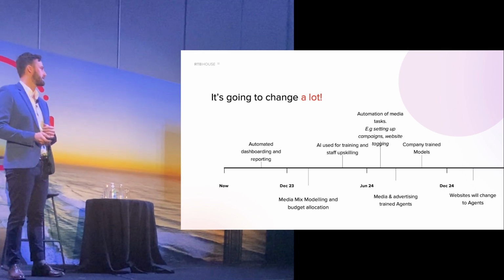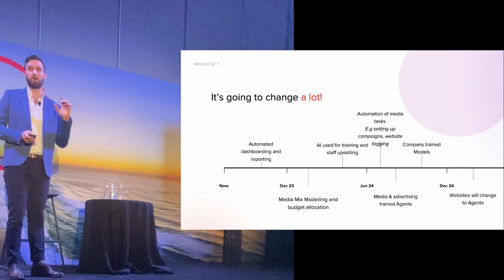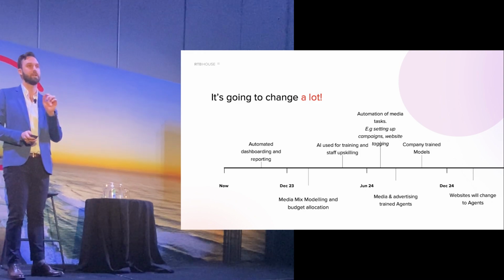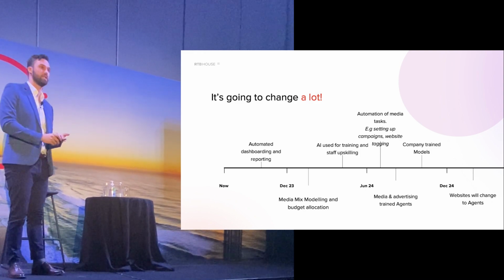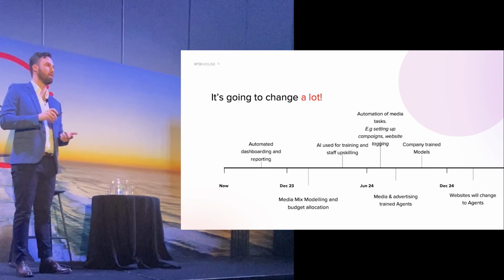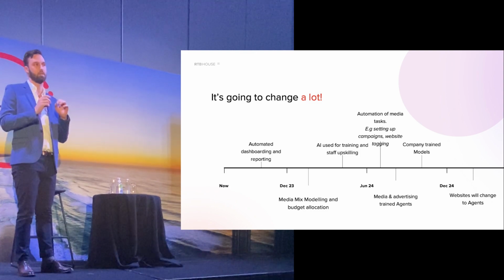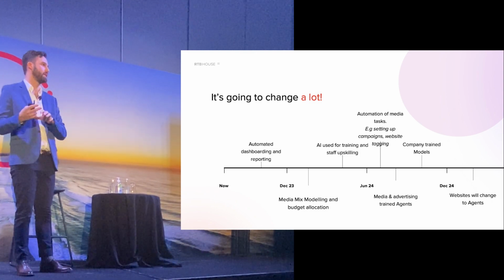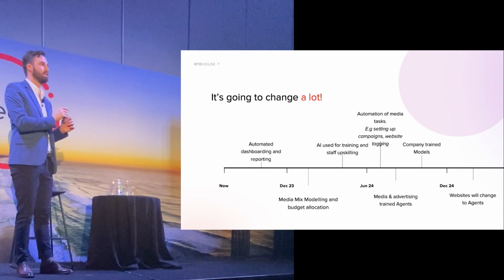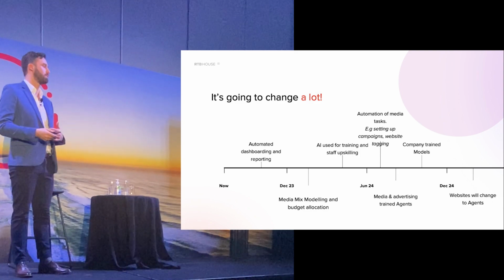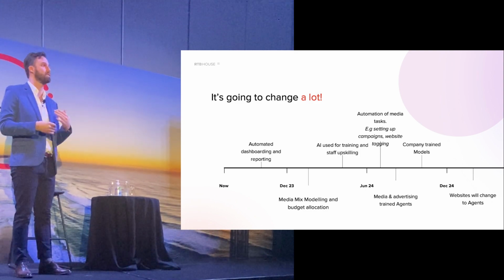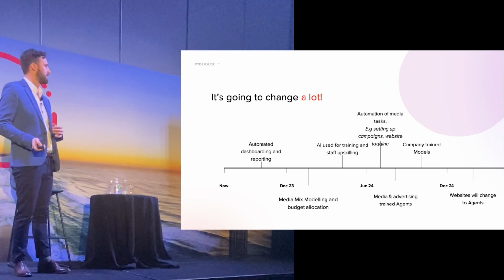AI used for training and staff upskilling. Now, this isn't upskilling on AI, this is AI training staff. Consider juniors coming into the industry. All of you working have a wealth of knowledge that will be used to train the models in order to then train the juniors. And they will then be able to ask the model questions, and it will give them answers as though it was a human answering them.